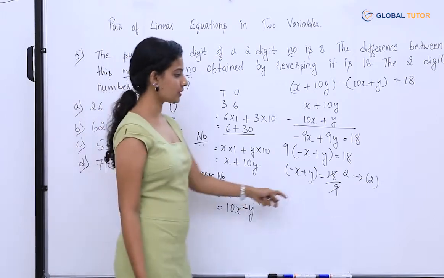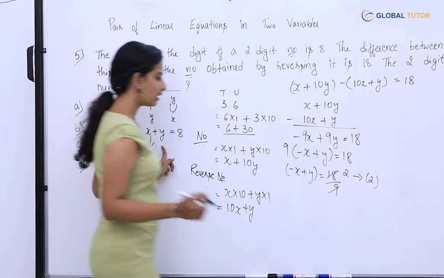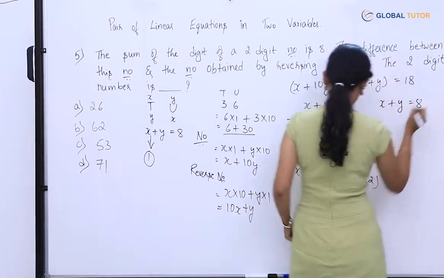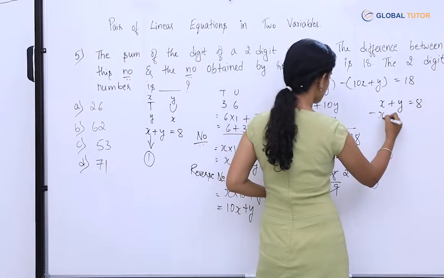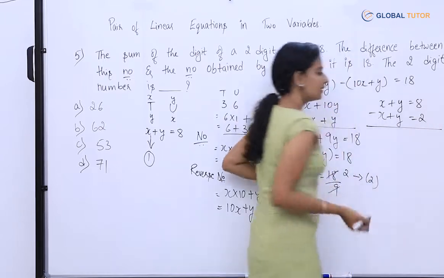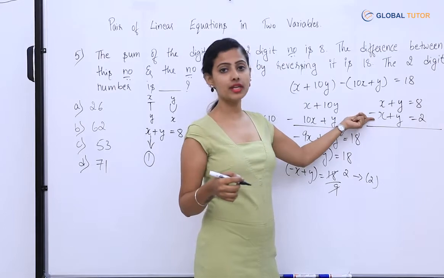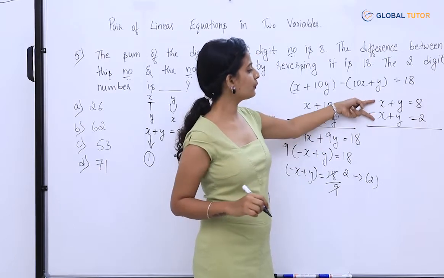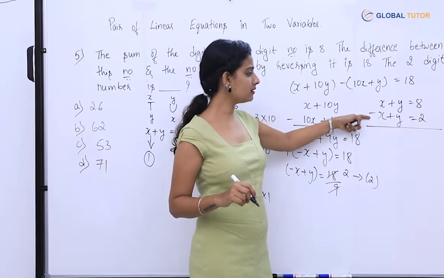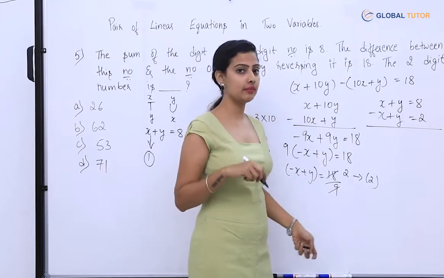These two equations are a pair of linear equations in two variables. Now let's write these two. x plus y is equal to 8, minus x plus y is equal to 2. There are three methods to solve a linear equation in two variables. We are going to use the elimination method because coefficients of x are the same and there is a difference in the signs, and by adding these two equations we can easily eliminate x.